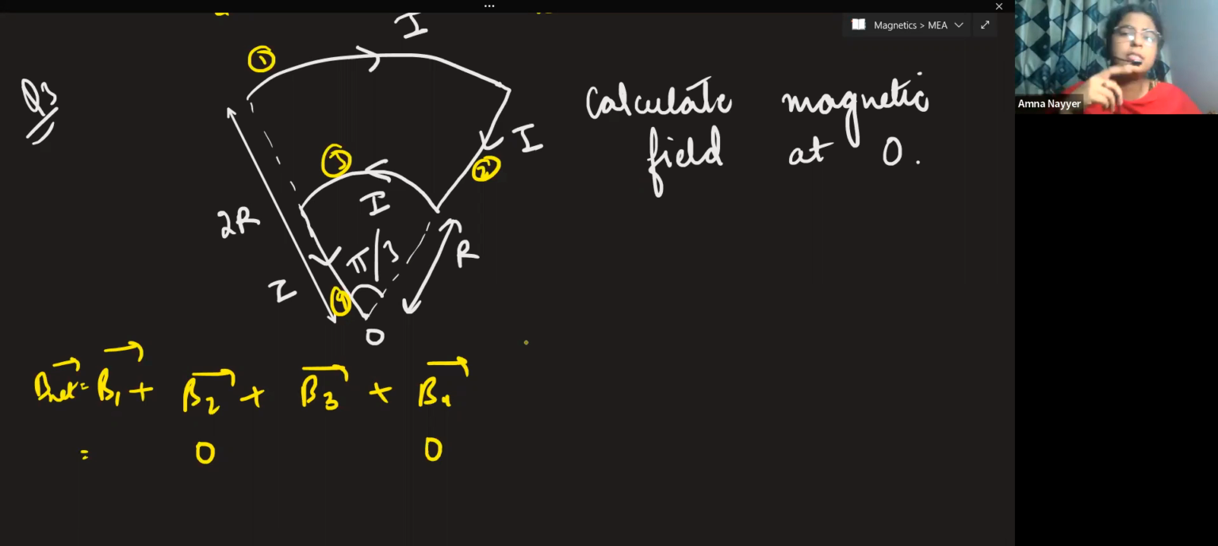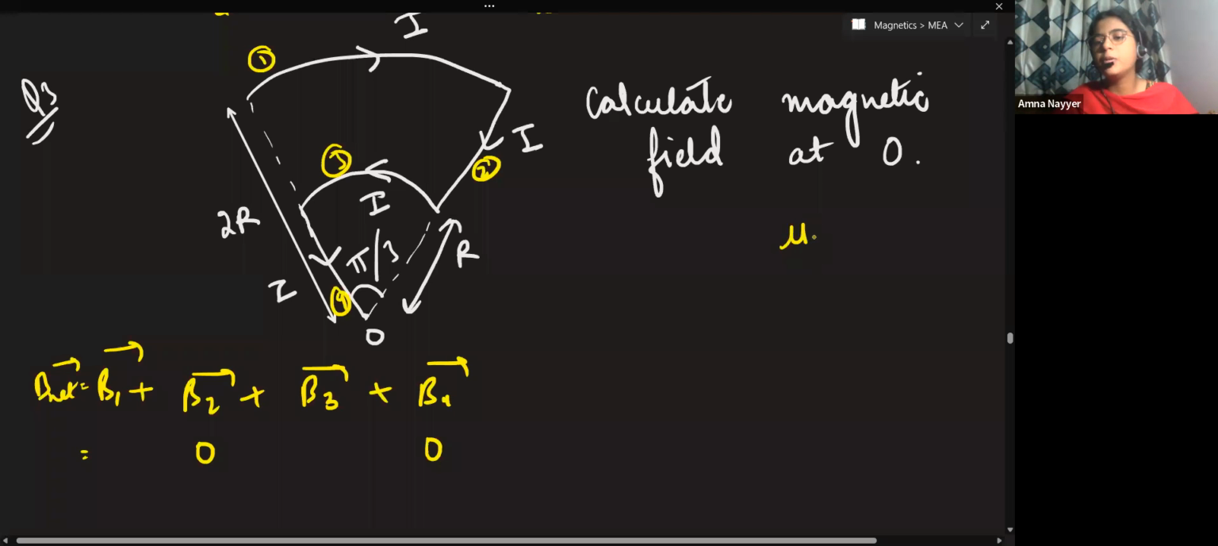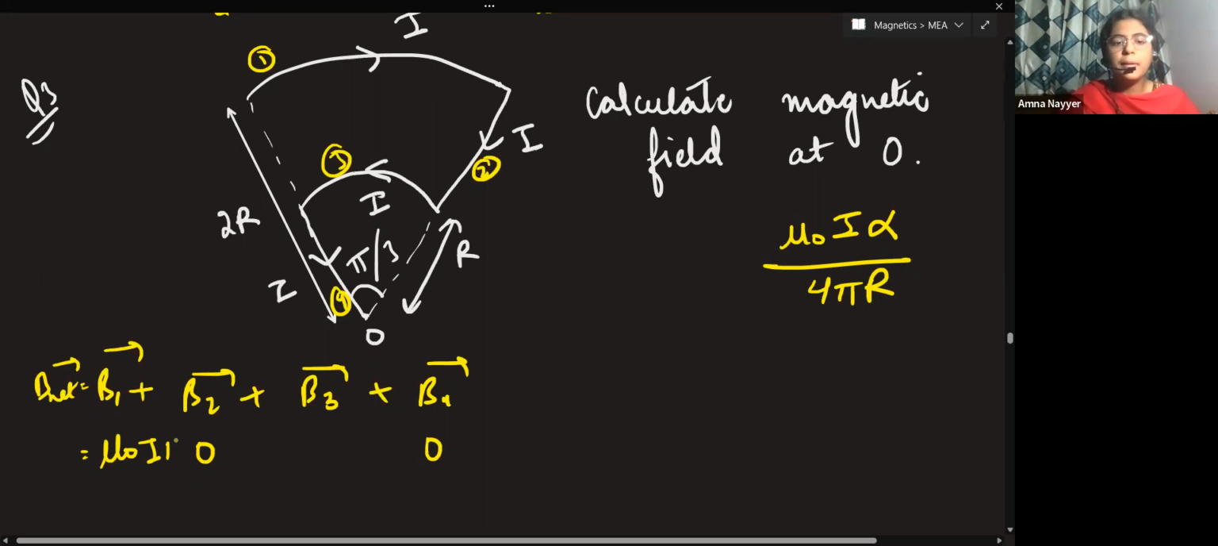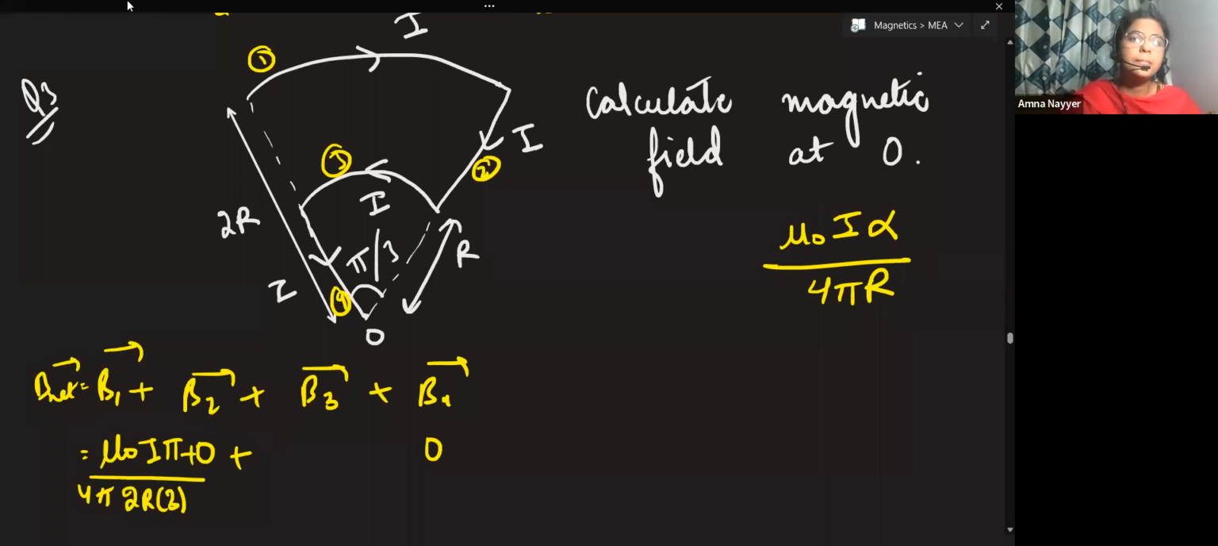Because of the first one, a semicircular arc, the magnetic field is given by mu naught I alpha, where alpha is the angle subtended at the center, divided by 4 pi r. So for the first one, mu naught, current is I, angle is pi by 3, and then 4 pi, and the radius for the first one is 2r. This is 3. Plus 0 plus the second one.